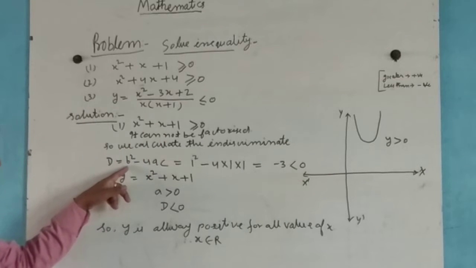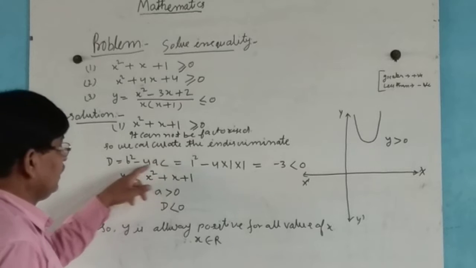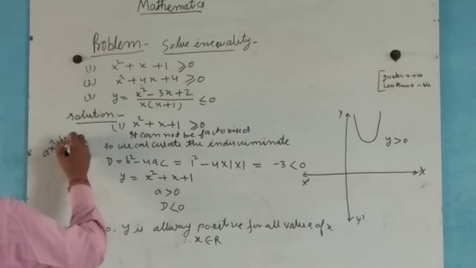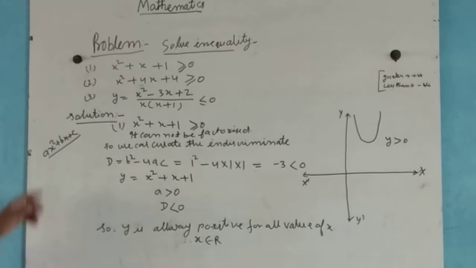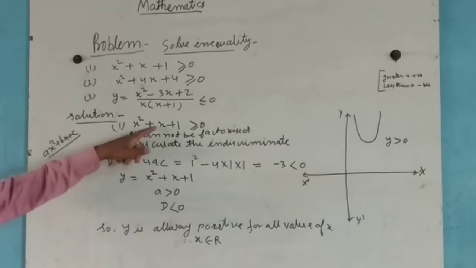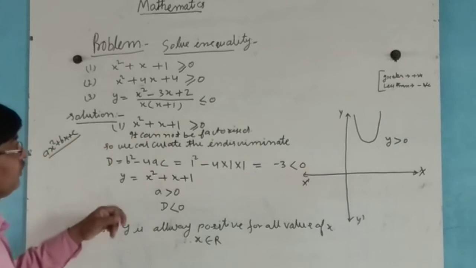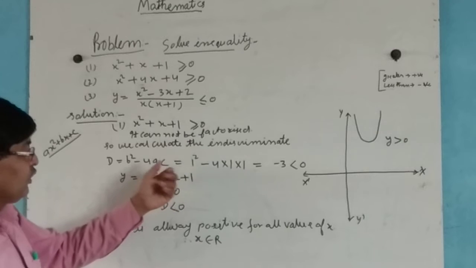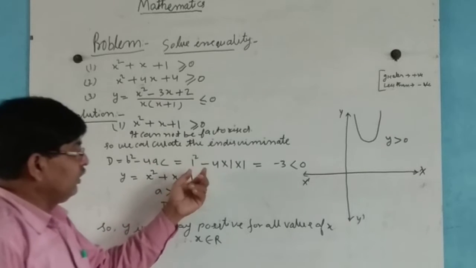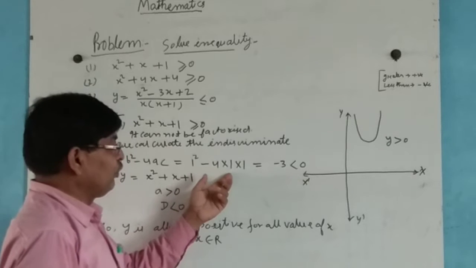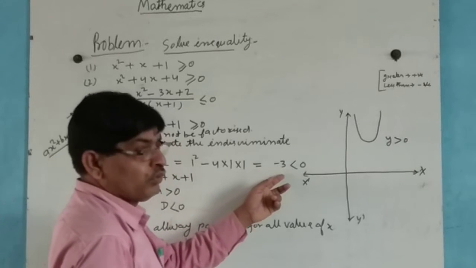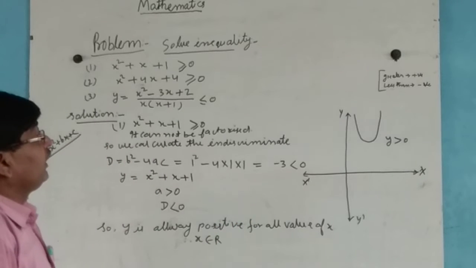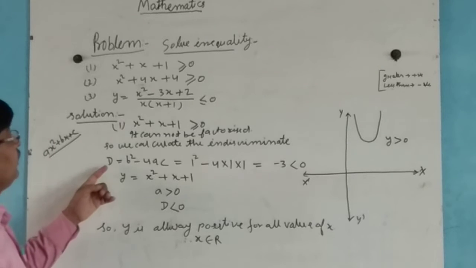So we calculate the discriminant D. D equals b² − 4ac. Comparing with ax² + bx + c, here a = 1, b = 1 and c = 1. So D = b² − 4ac = 1² − 4 × 1 × 1 = 1 − 4 = −3. That is less than 0, D is less than 0.